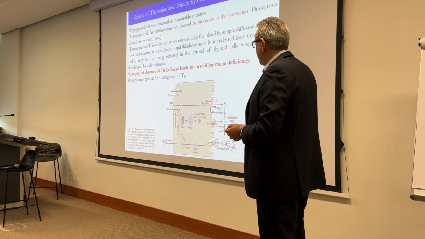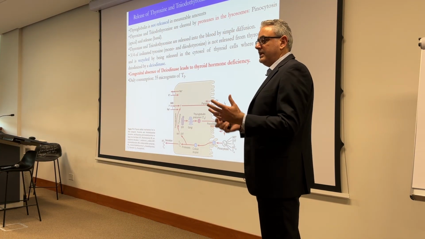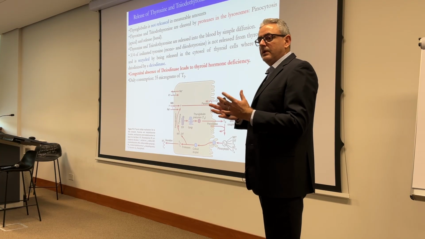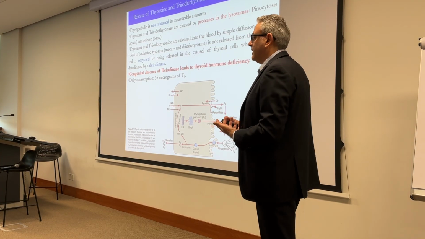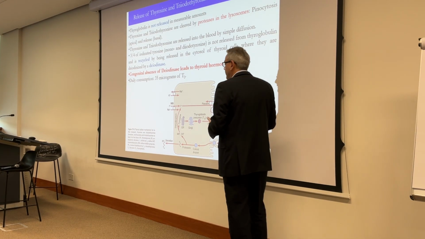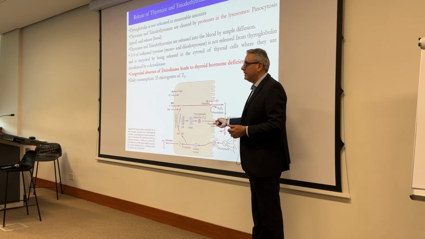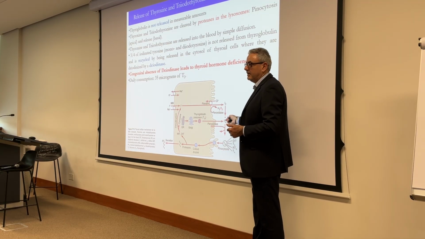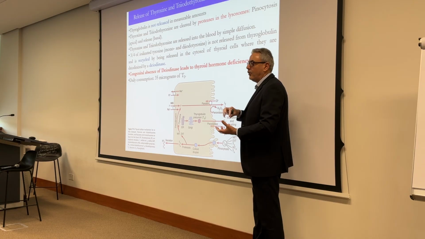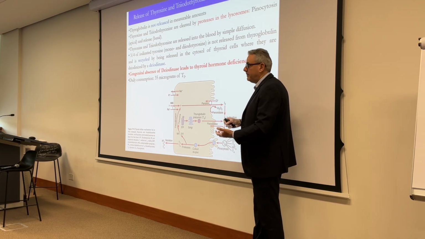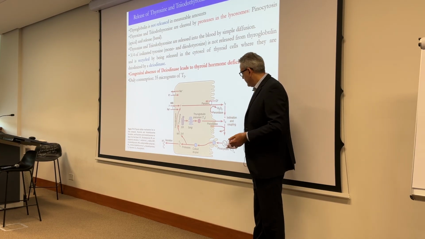So what I just explained to you is very important. These are the major steps of the production of the thyroid hormones. So let's go through this quickly. Iodide trapping, oxidation. After the oxidation, we have the organification. Iodine will be coupled to thyroglobulin.